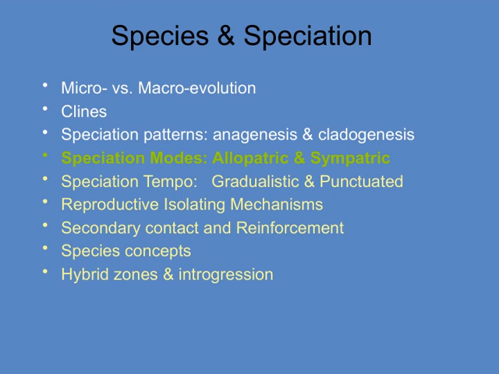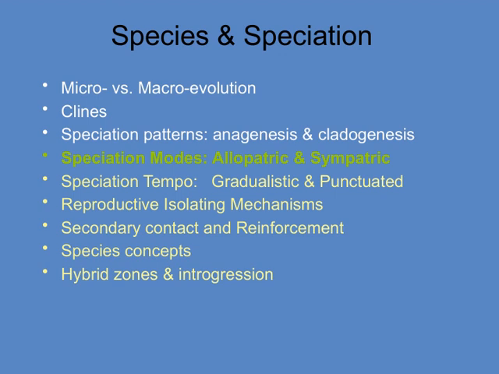Reproductive isolating mechanisms are crucial because they prevent gene flow between emerging species. These can be prezygotic, like differences in mating behaviors, or postzygotic, such as hybrid sterility. Sometimes, after populations come into contact again, what we call secondary contact, reinforcement can occur. This process strengthens reproductive barriers to prevent the formation of less fit hybrids.